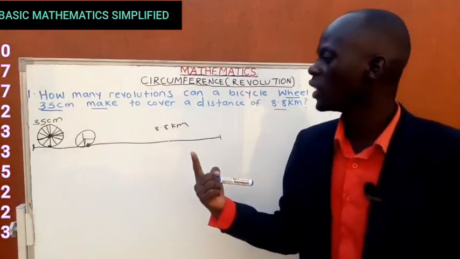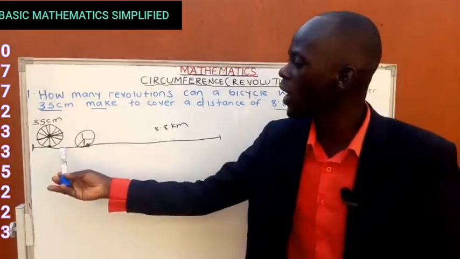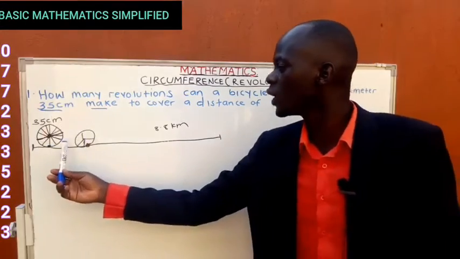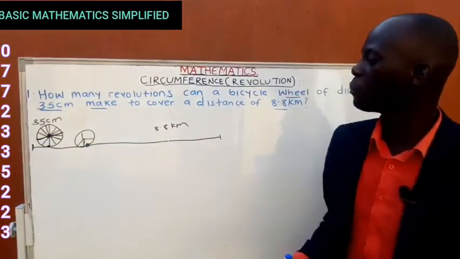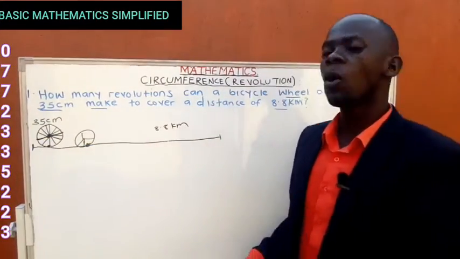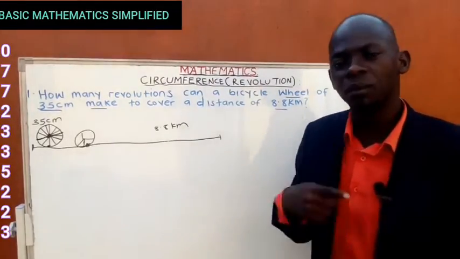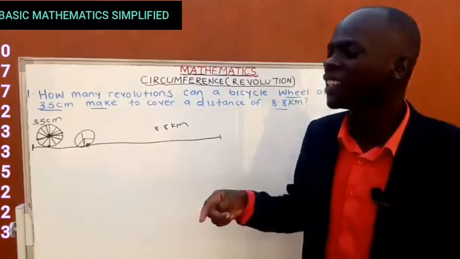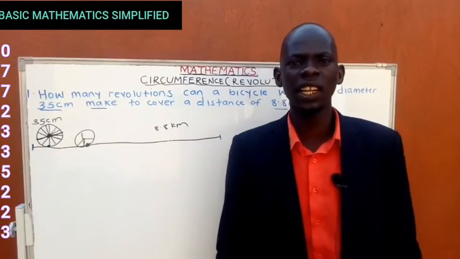One revolution is equivalent to that one turn that the wheel makes when you move it from this point and it turns until this point comes back to the ground where it was. That one makes one revolution. So how many times will this bicycle wheel keep revolving to cover a distance of 8.8 kilometers?